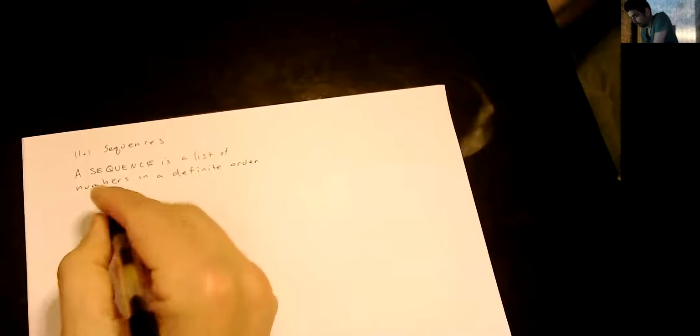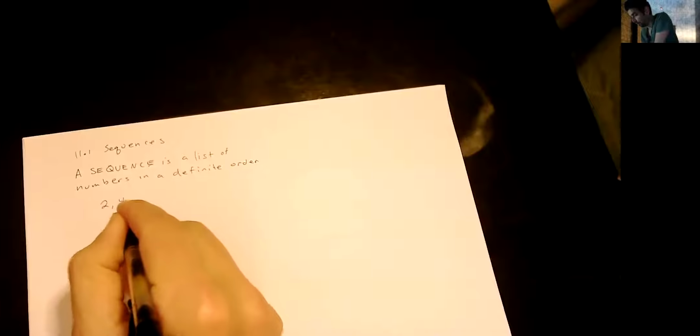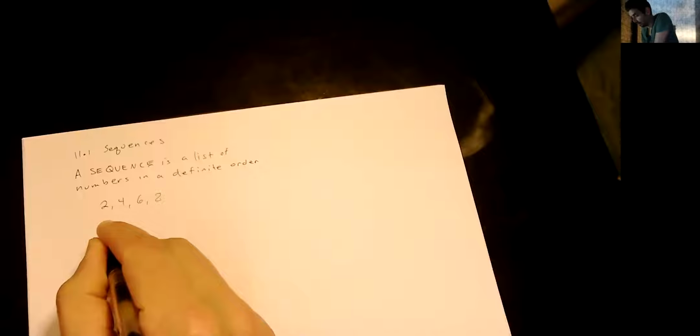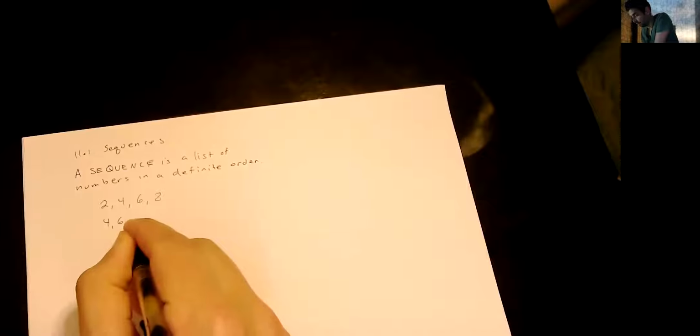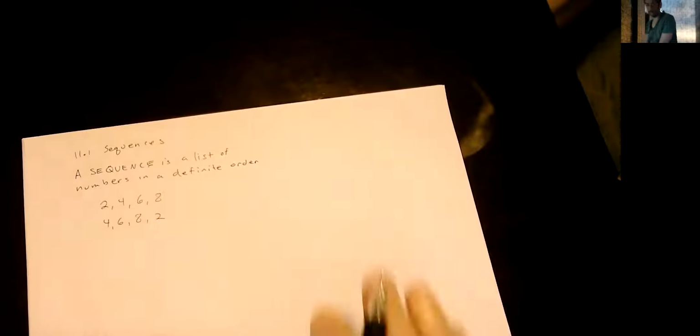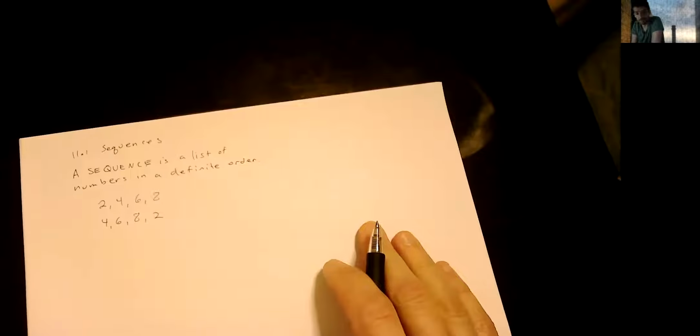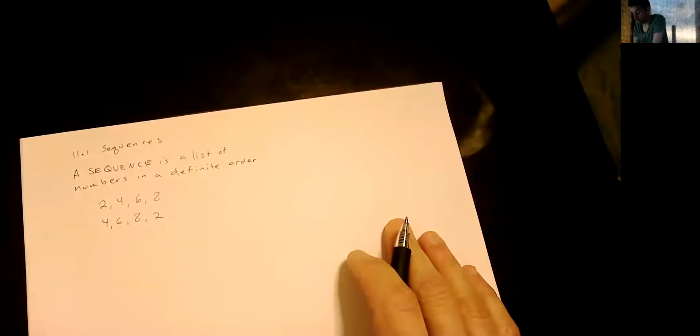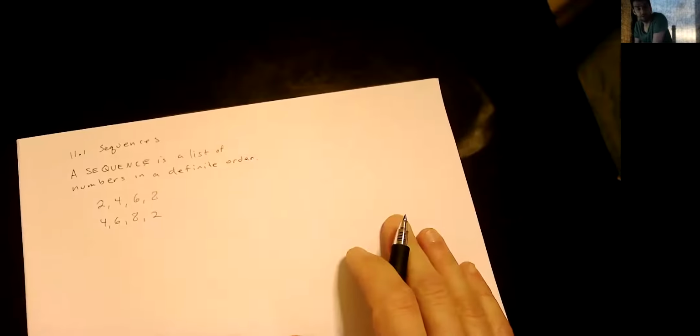Okay, so to be clear, for instance, something like 2, 4, 6, 8 is a sequence, and something like 4, 6, 8, 2 is a different sequence, right? It's the same set of numbers. If we were talking about sets, these would be the same sets, but with sequences, we have a definite order to them, so the order does matter. These are two different sequences.